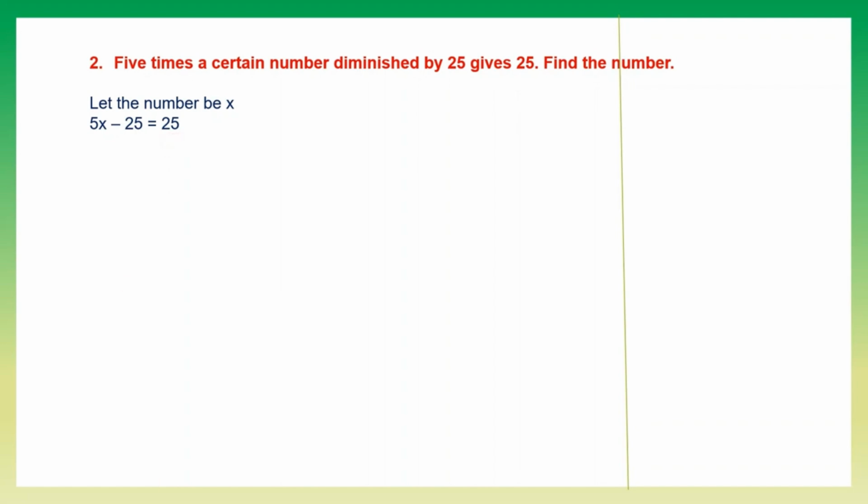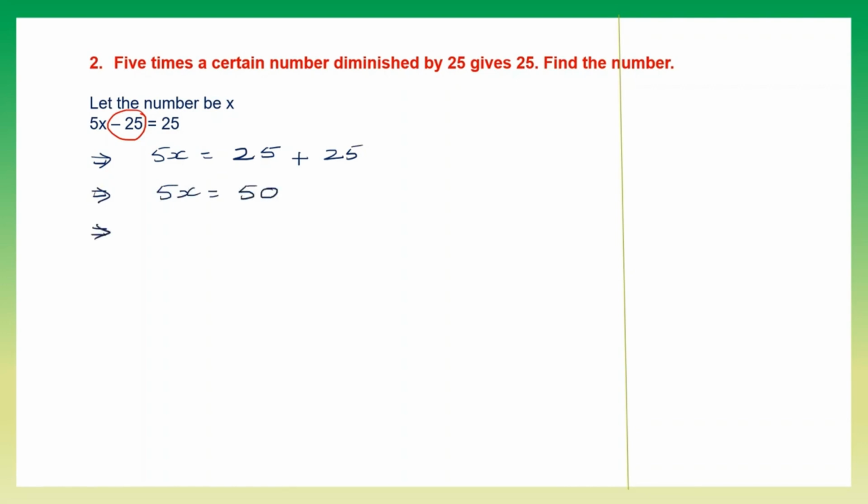So let's work out. 5x minus 25 equals 25. Now we're going to find the value of 5x. That will be on the right hand side. We already have 25. Now we are going to transpose this minus 25 from the left hand side to the right. It will become plus 25. So 5x is equal to 25 plus 25, which is 50.